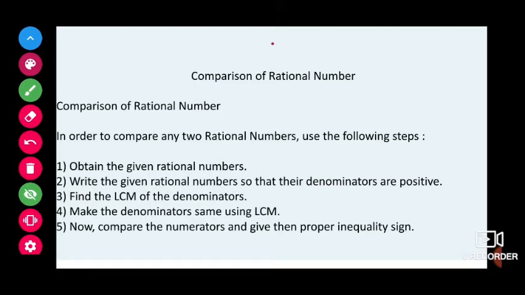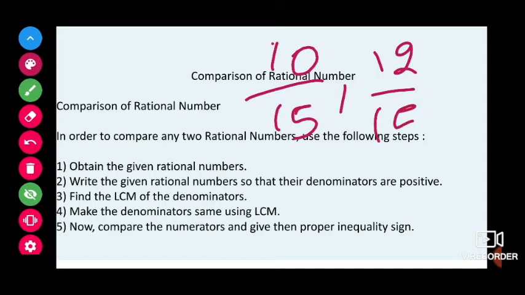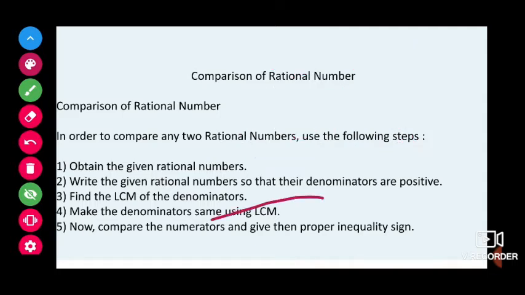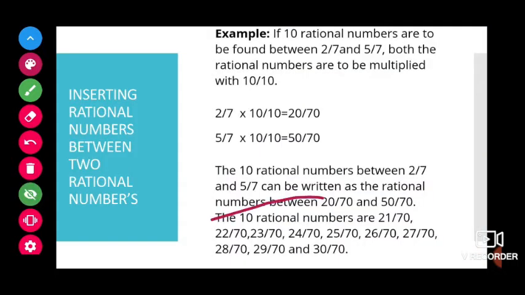We got one as 10 by 15, and one more 12 by 15. So now the denominators are same. So we can compare the numerators. If we see the numerators, here 10 is less and 12 is greater. So automatically 10 by 15 is lesser than 12 by 15. Next one, children, inserting rational numbers between two rational numbers.